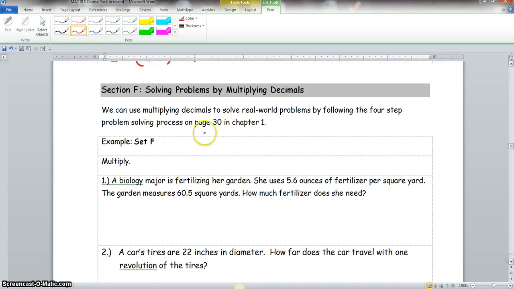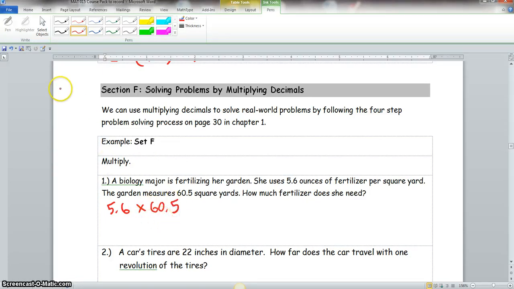Now section F, it says solving problems by multiplying decimals. Now we can use multiplying decimals to solve real world problems by following the 4-step problem solving process. Okay, now number 1, a biology major is fertilizing her garden. She uses 5.6 ounces of fertilizer per square yard. The garden measures 60.5 square yards. How much fertilizer does she need? So we know we're going to have 5.6 times 60.5.